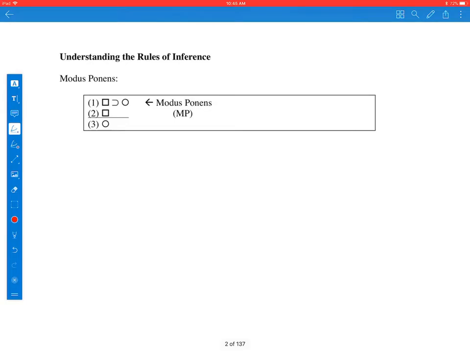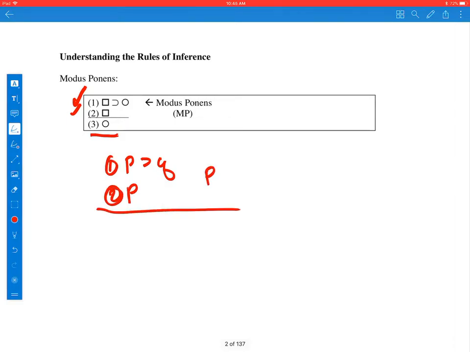What modus ponens is saying is, suppose that you have a substitution instance of 1 and 2, these are premises, then you can deduce 3 as following from 1 and 2 by the rule modus ponens. So, for example, if we have P then Q, and we have P, suppose that these are premises, then we would know that Q would follow from 1 and 2 by the rule modus ponens.